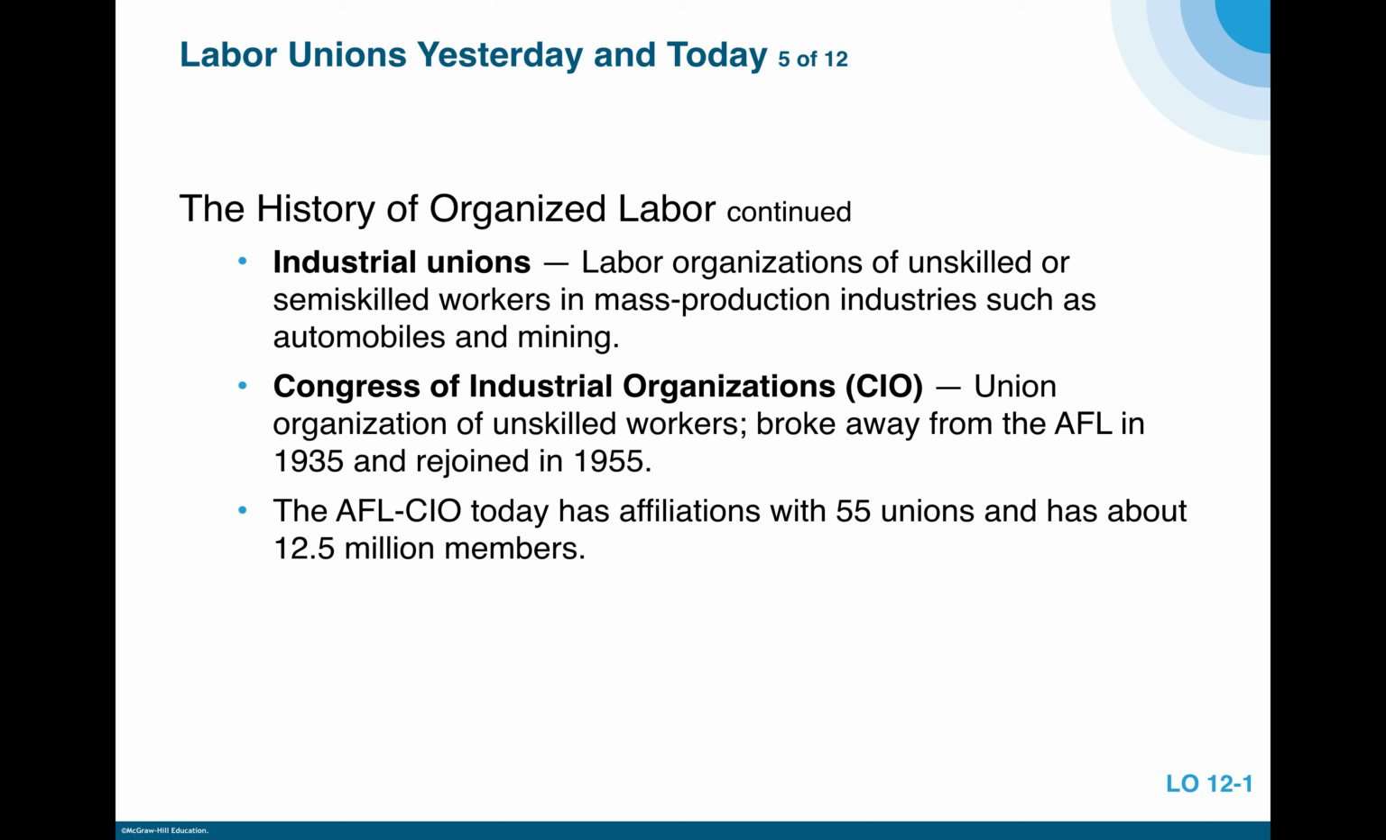Industrial unions are labor organizations of unskilled or semi-skilled workers in mass production industries such as automobiles and mining. Then we have the Congress of Industrial Organizations, or the CIO, a union organization of unskilled workers. This broke away from the AFL in 1935 and rejoined in 1955. The AFL-CIO today has affiliations with 55 unions and about 12.5 million union members.